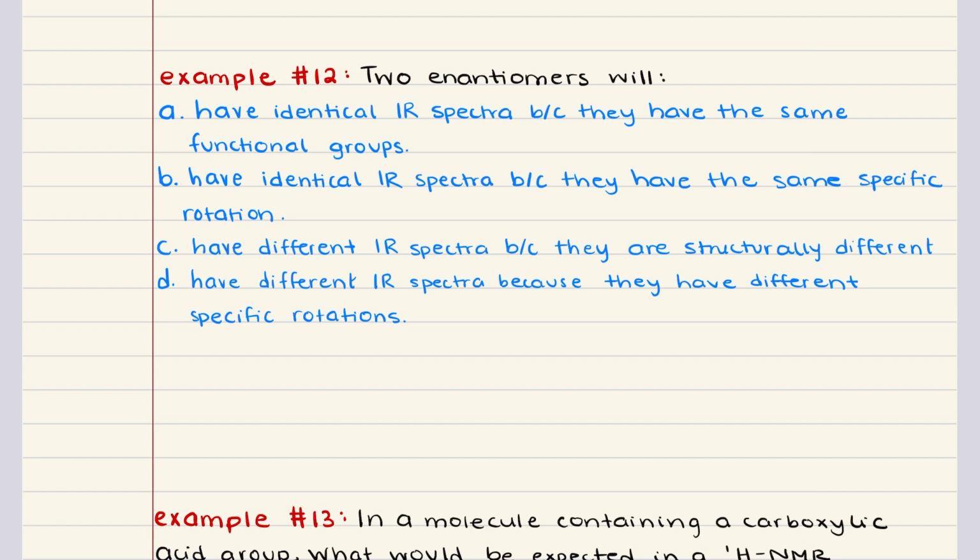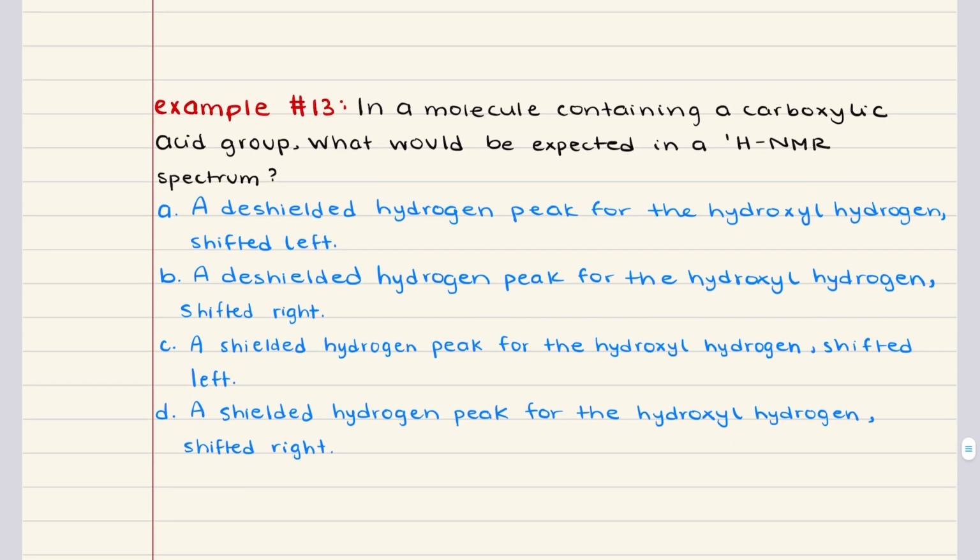So even though enantiomers are non-superimposable mirror images, they have identical IR spectra because their bond types and their functional group environments are the same. So the correct answer is A. Now we can move into problem 13.